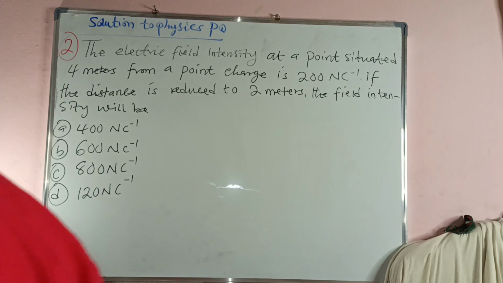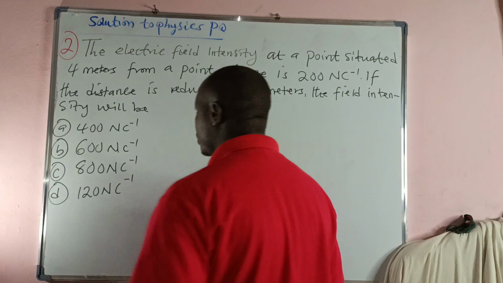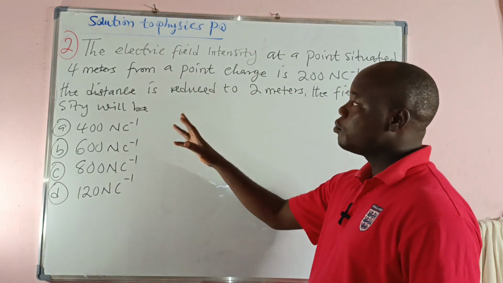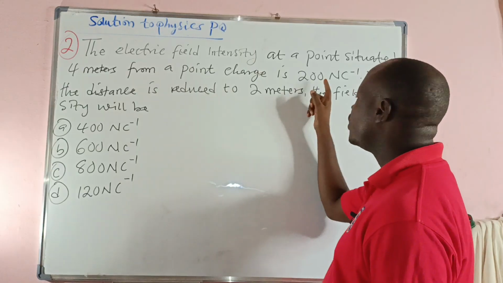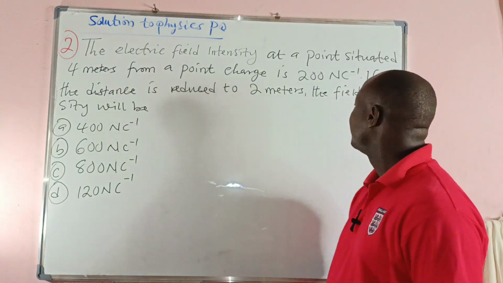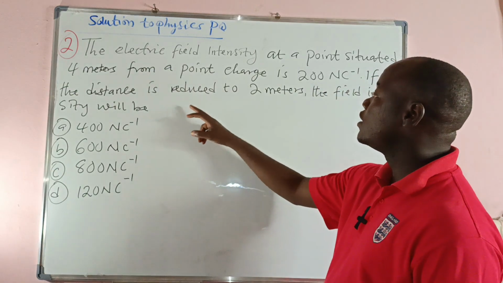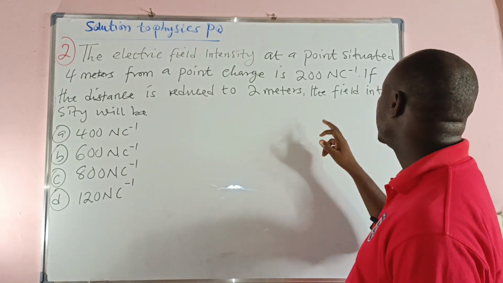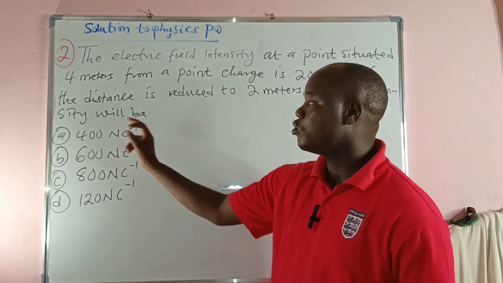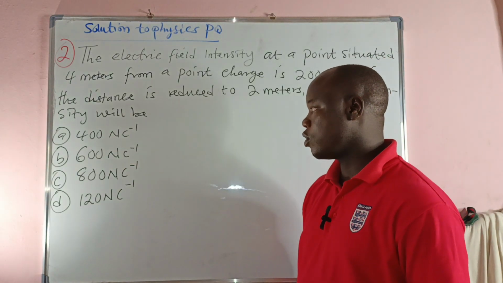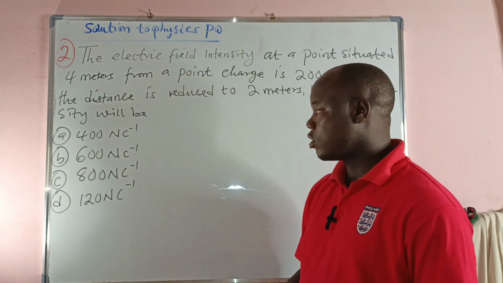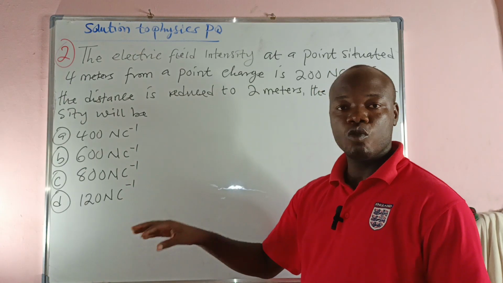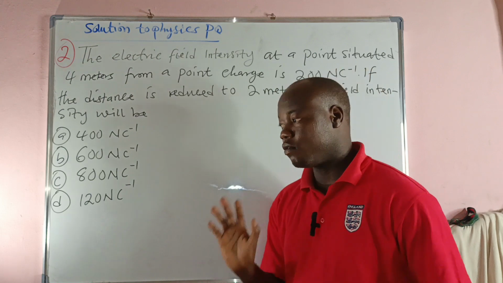Okay, ladies and gentlemen, this is another question. That is question 2. The electric field intensity at a point situated 4 meters from a point charge is 200 Newton per coulomb. If the distance is reduced to 2 meters, the field intensity will be: A, 400 Newton per coulomb; B, 600 Newton per coulomb; C, 800 Newton per coulomb; and D, 120 Newton per coulomb.